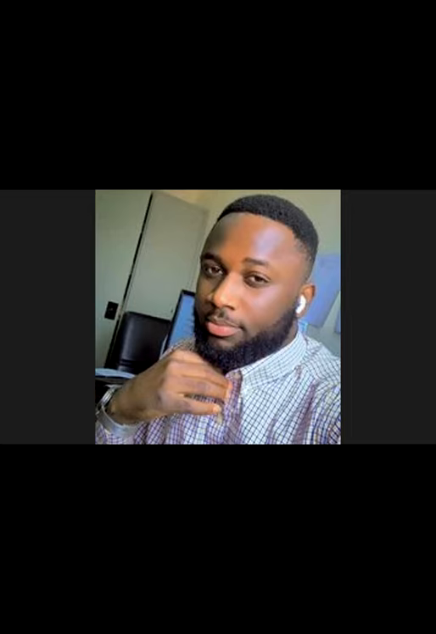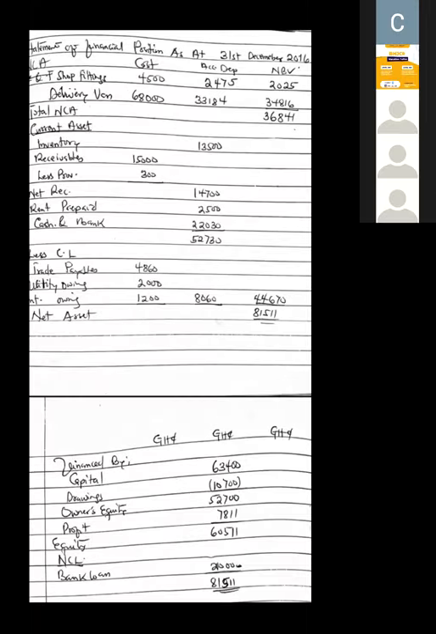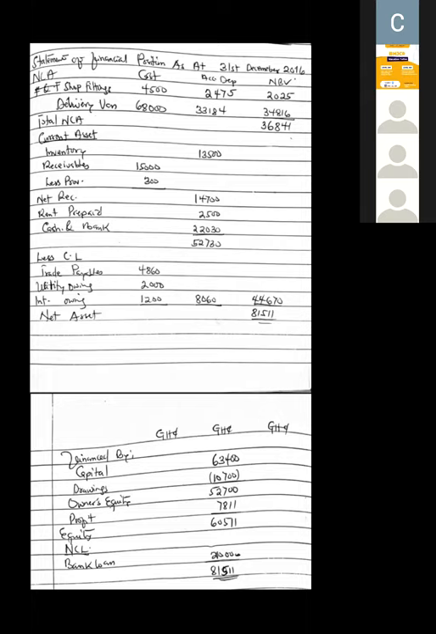So with the SOFP, we have assets. Assets, we have cost, less accumulated depreciation, we get net book value. So shop fittings, we have the cost to be 4,500. We have accumulated depreciation to be 2,475. When we less accumulated depreciation from cost, we get net book value.